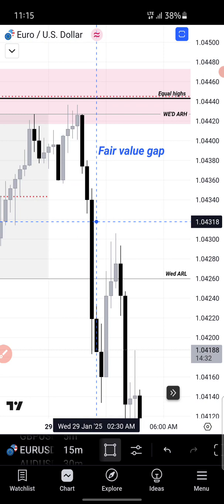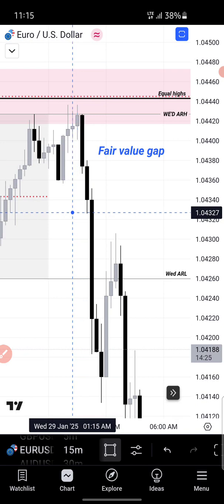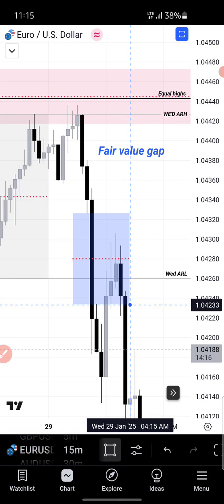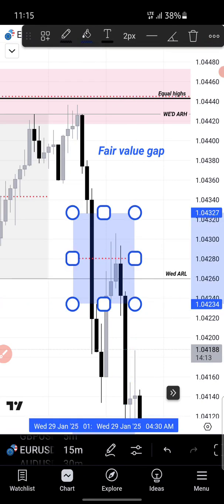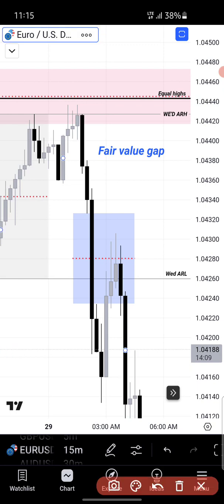So you pick the rectangle tool. Remember, it's three candles. You start from the first candle that starts the fair value gap. You pick the low of that candle and draw it to the high of the third candle. So from the low of the very first candle to the high of the third candle. Three candles constitute this strategy.